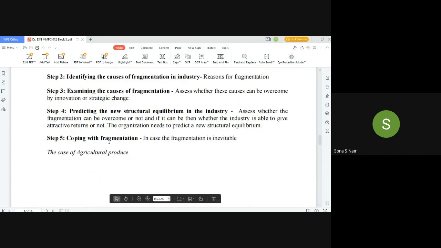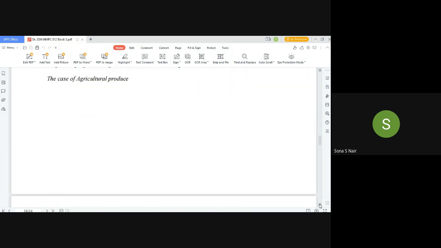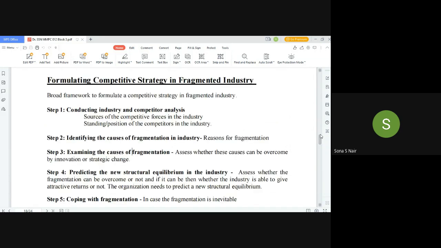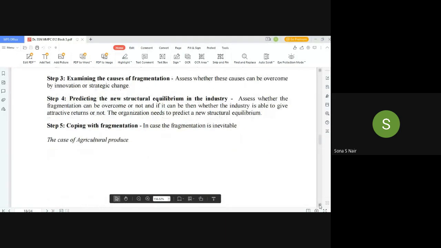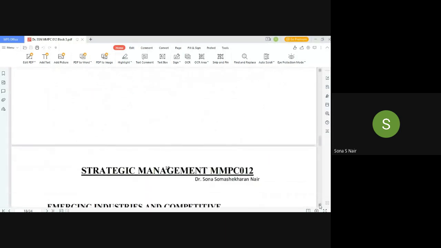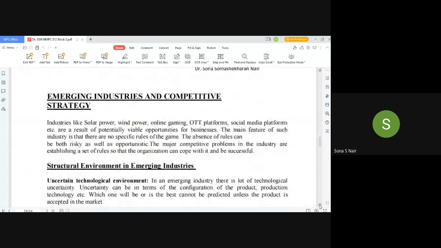Okay, coping with fragmentation. In case fragmentation is inevitable, how is the organization going to cope with it? What kind of offers? How are they going to watch the environment? How are they going to get information? And how are they going to earn profit in the industry so that they are able to exist and prosper in the industry? That was about fragmented industries.